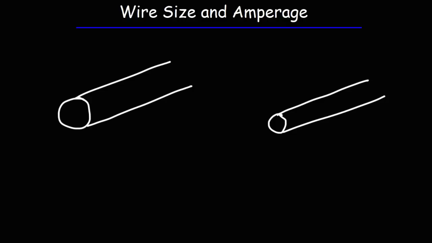In this video, we're going to talk about wire size, wire gauge, amperage, diameter, and other things related to this topic. Perhaps you've seen this abbreviation, AWG. This stands for American Wire Gauge, and it tells us the size of the wire and how much current it can safely handle. So the picture on the left represents a wire gauge of 10. The one on the right represents a wire gauge of 20.